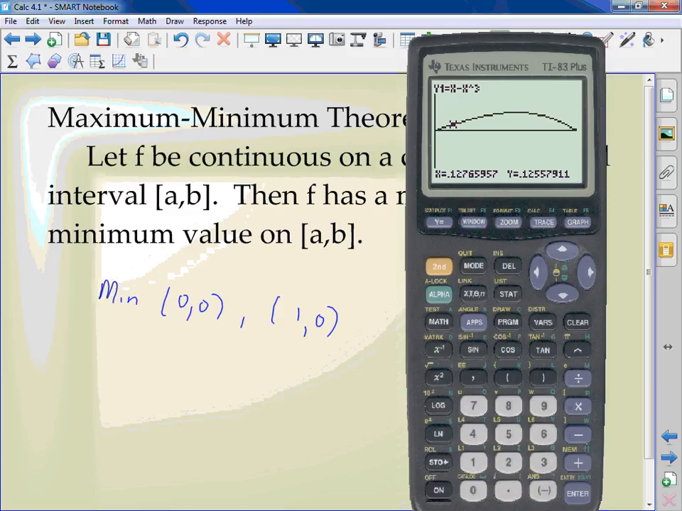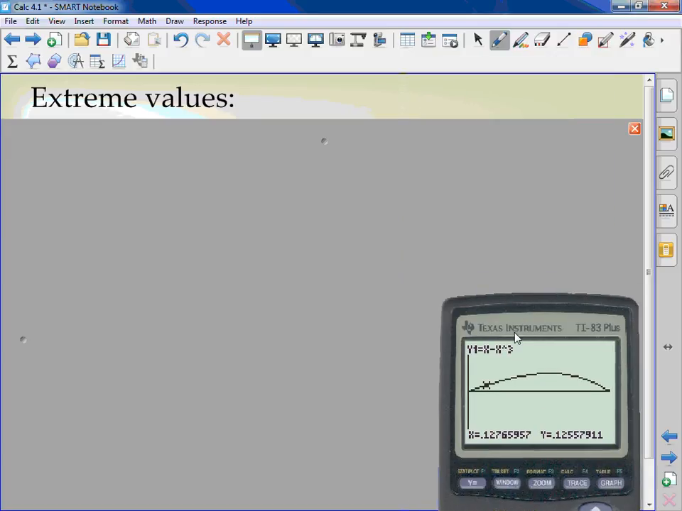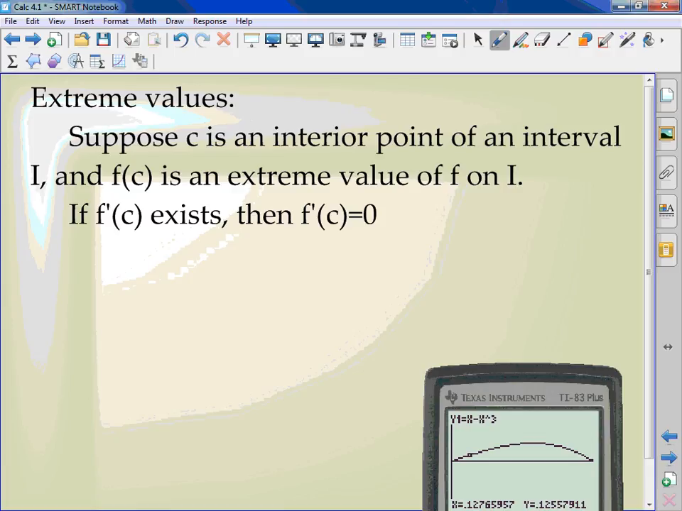There's always going to be a max, there's always going to be a min. The max we already said was the 0.577, 0.385. What all three of those are called, those are my extreme values. Suppose C is an interior point of an interval I, and f of C is an extreme value of f on I. If f prime exists, then f prime of C is 0. Write it down, I'll show you some examples.